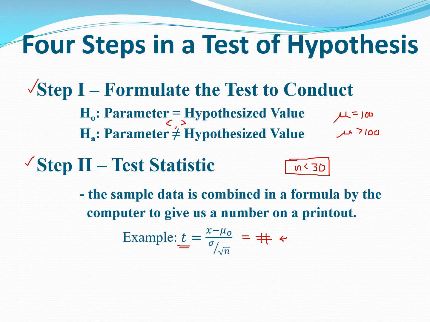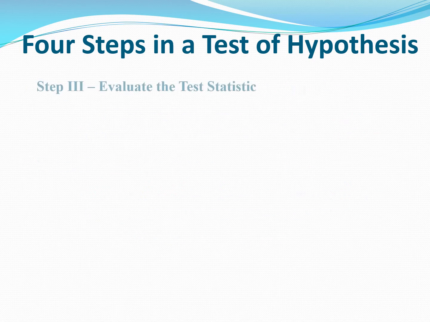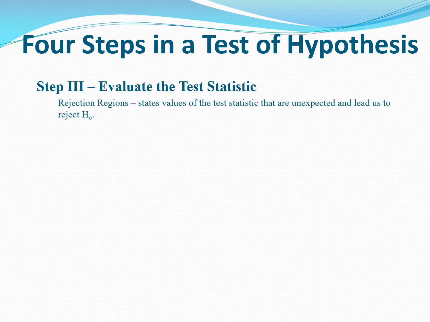All bets are off. We're expecting either. So those are the first 2 steps. The third is we need to evaluate the test statistic. Now, these notes are going to look a little different than what you saw before because we have a new technique. We have the rejection regions. We're going to state values of the test statistic that are unexpected and lead us to reject H naught.